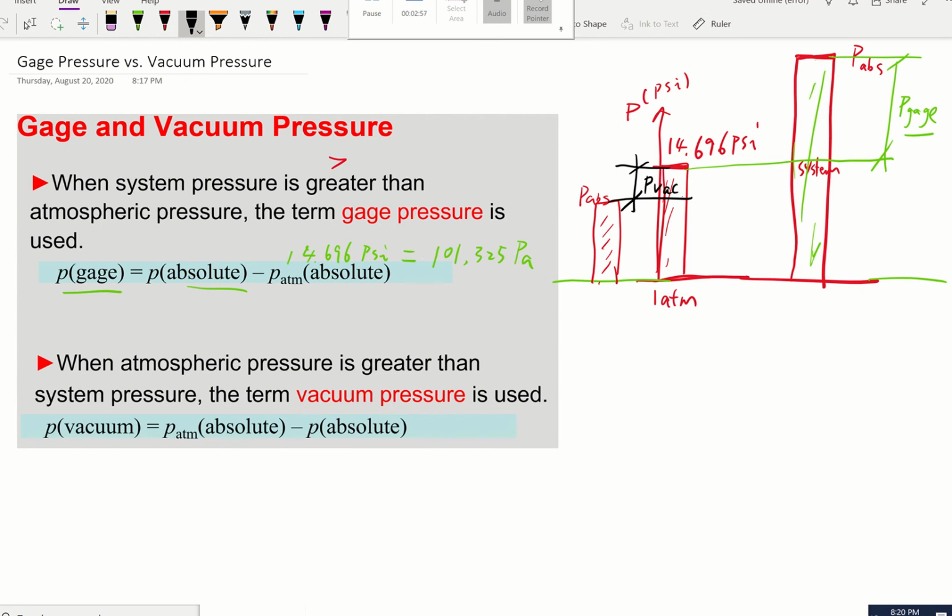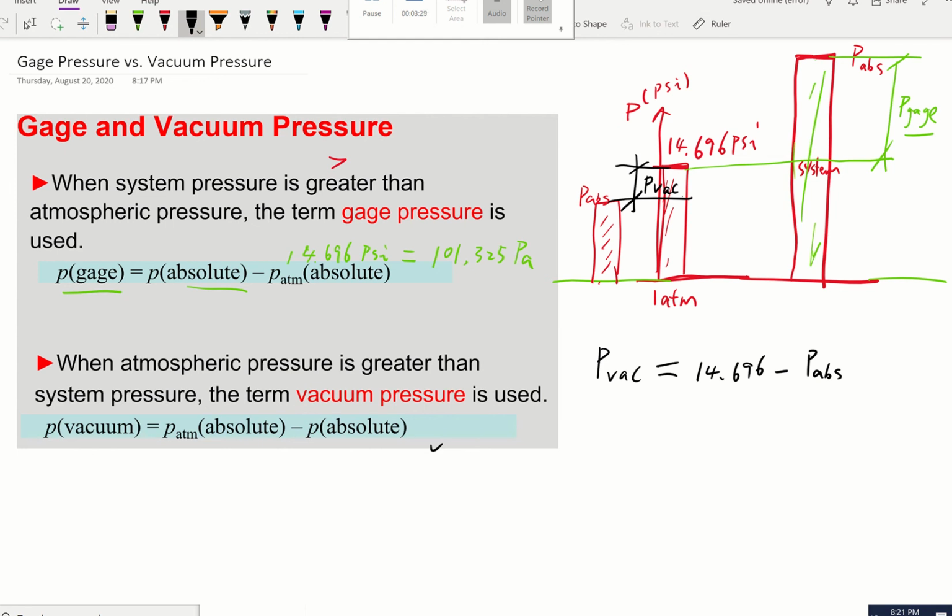So in other words, our P vacuum is going to be this equation right here. It's going to use your atmosphere pressure, which is 14.696, minus the absolute pressure of your system, which is low. That's why you're using vacuum pressure to describe it. It's how much lower than our atmosphere pressure. That's your vacuum pressure. Okay, so hopefully that gave you some idea about gauge and vacuum.